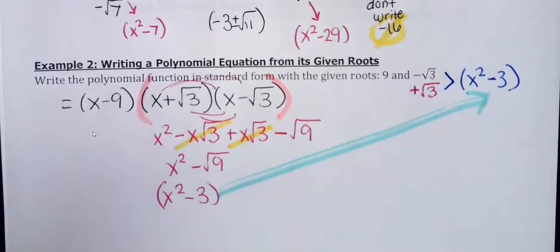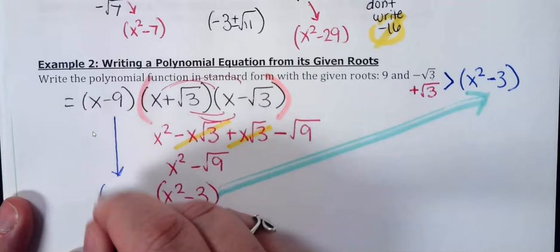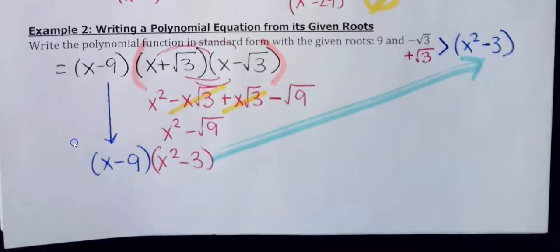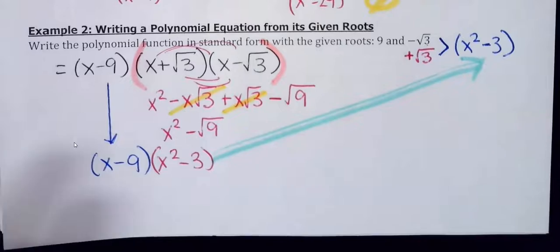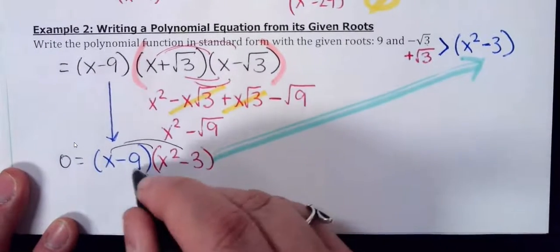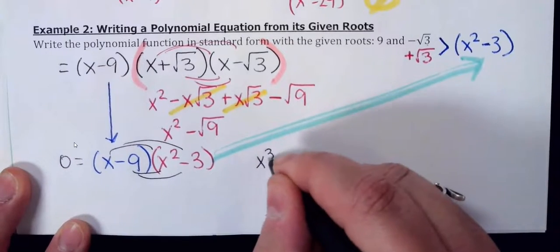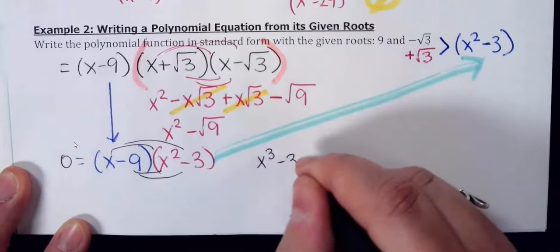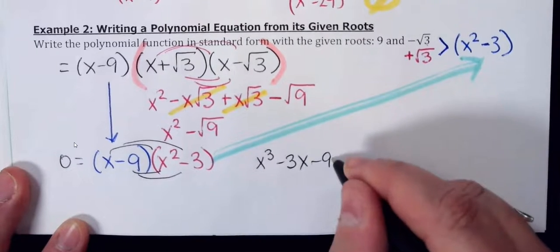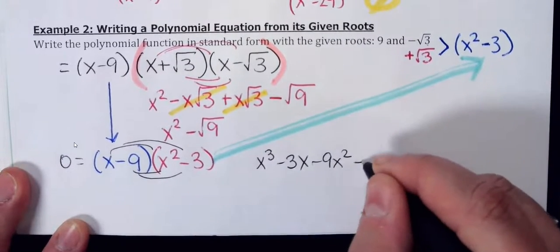I do have to do one more step though, because they also told us that 9 was an answer. So I've got to FOIL that with the x minus 9 because I haven't done that yet. If you want to draw yourself a box, or I'm just going to FOIL here real quick. x times x squared gives you x cubed. x times negative 3 will give you negative 3x. Negative 9 times x squared is negative 9x squared. And negative 9 times negative 3 is going to be positive 27.